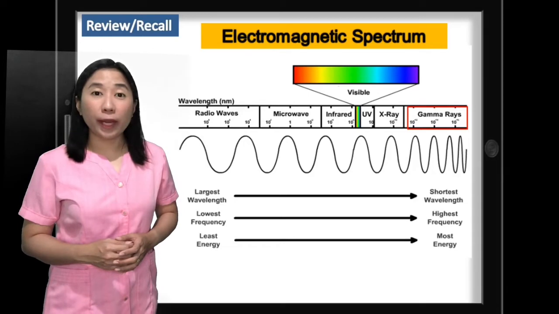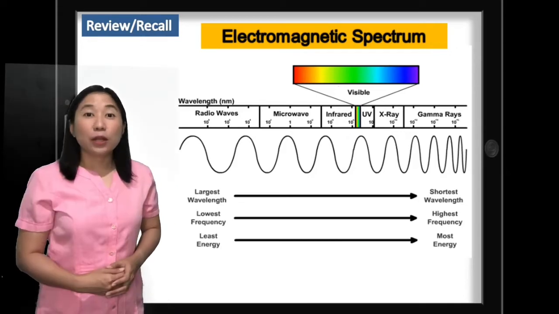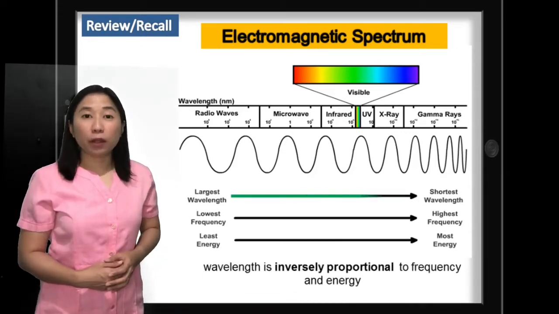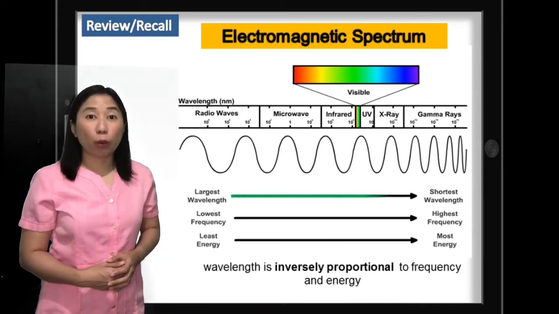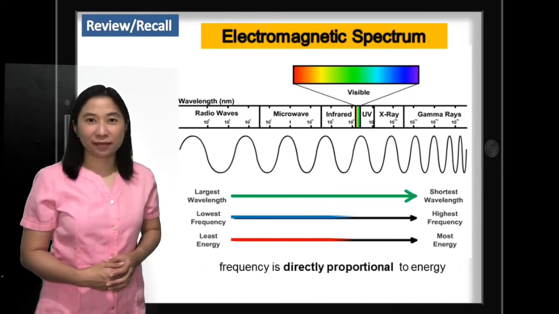These EM waves are arranged in the electromagnetic spectrum based on their wavelength, frequency, and energy. Notice that as you move from left to right of the electromagnetic spectrum, the wavelength becomes shorter while frequency and energy increases.